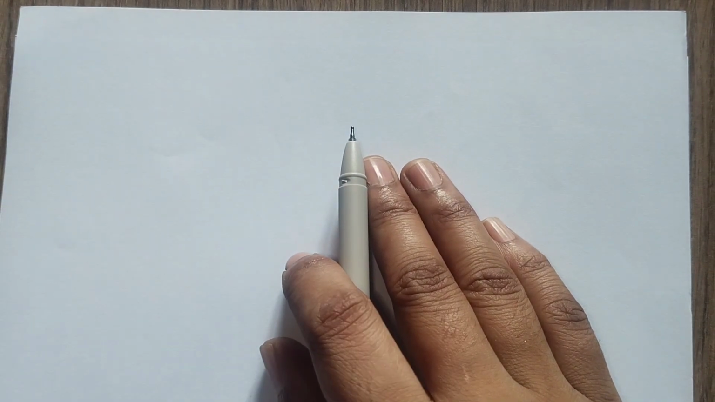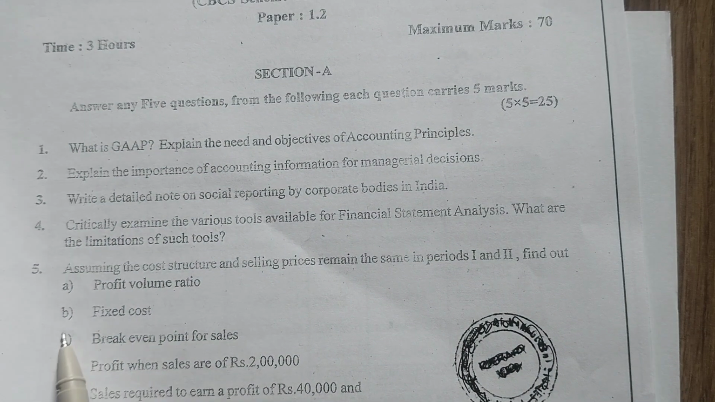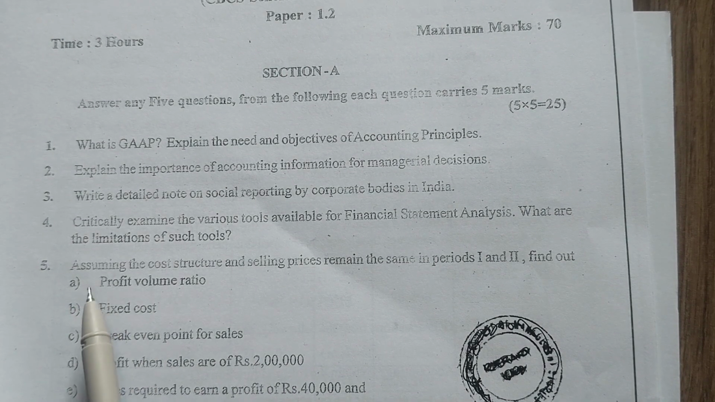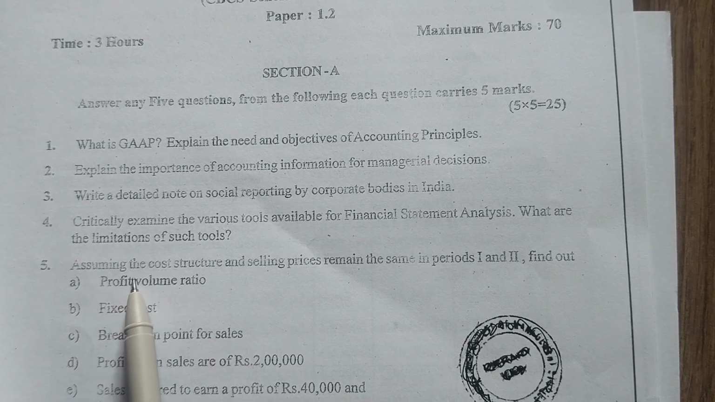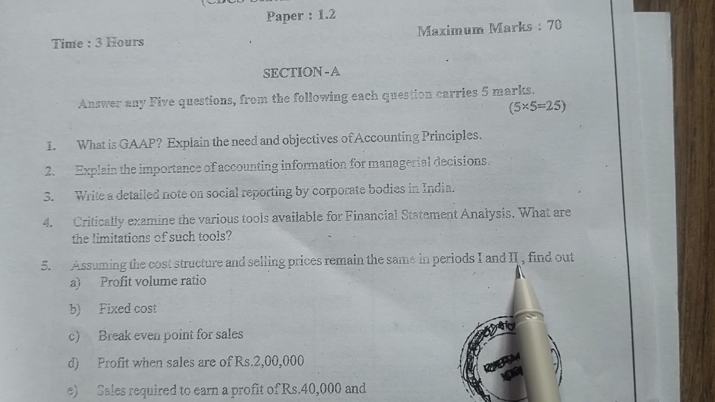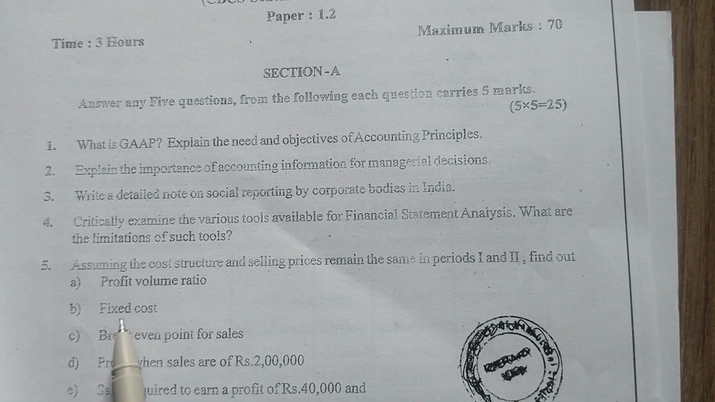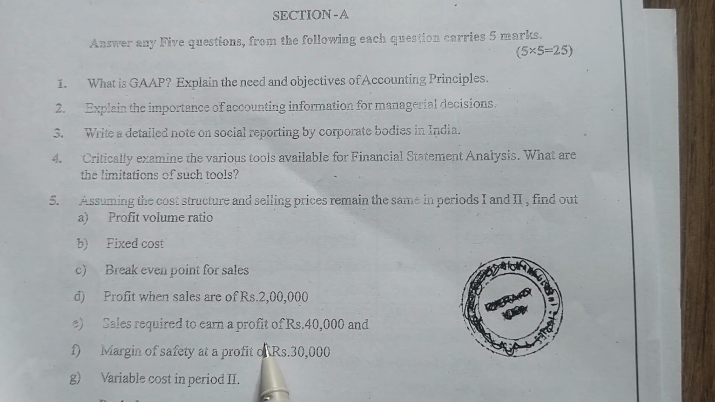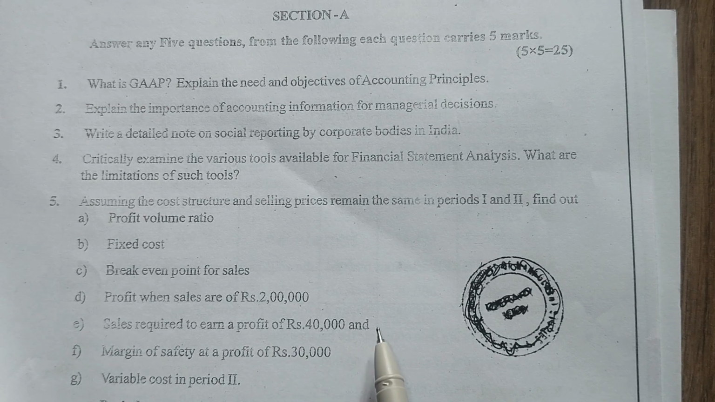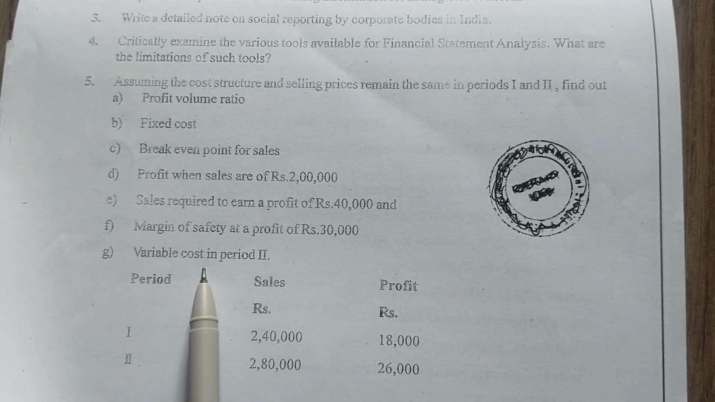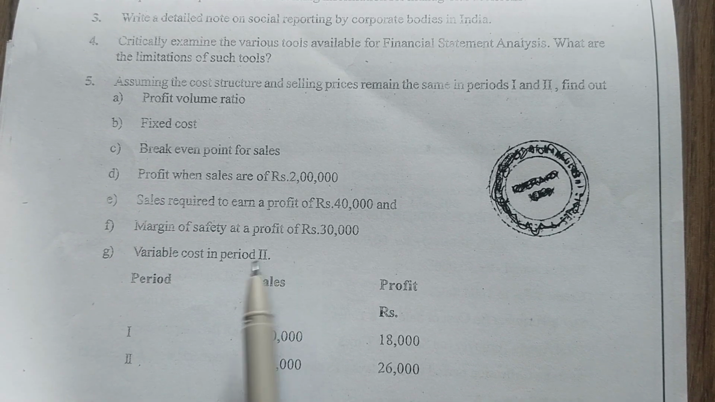I am Rajeshwari. Let us discuss today question number 5 from 2023 Managerial Accounting under Marginal Costing. Assuming the cost structure and selling price remain the same in period 1 and 2, find out profit volume ratio, fixed cost, break-even point for sale, profit when sales are rupees 2 lakh, sales required to earn a profit of rupees 40,000, and margin of safety at a profit of rupees 30,000. Variable cost in period 2 we need to find out.